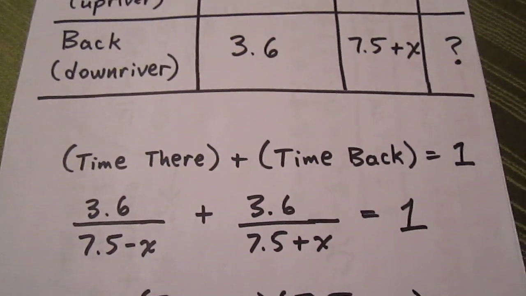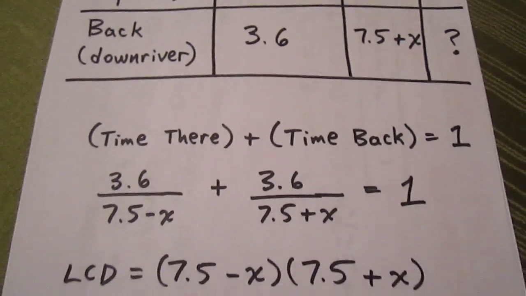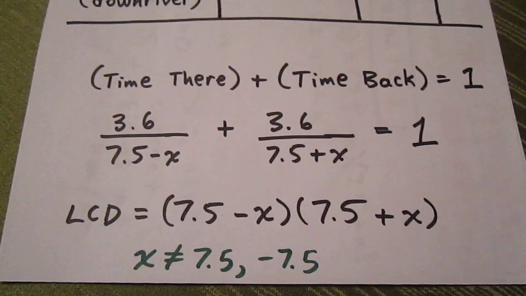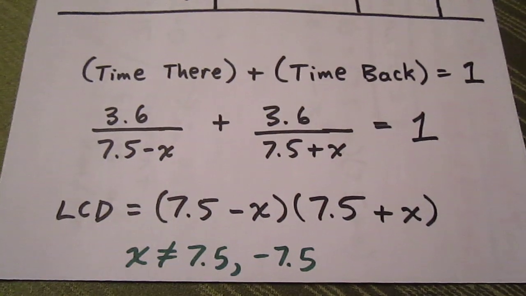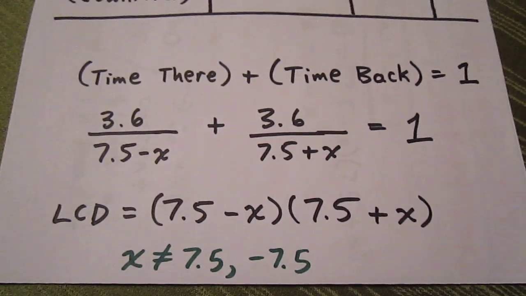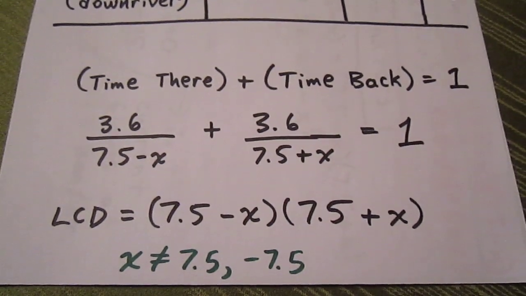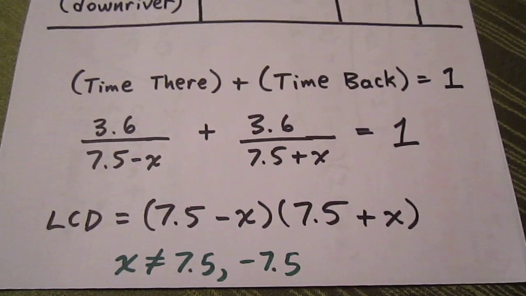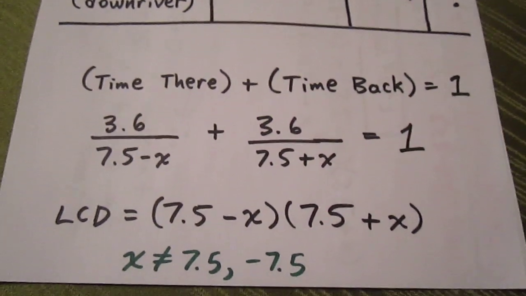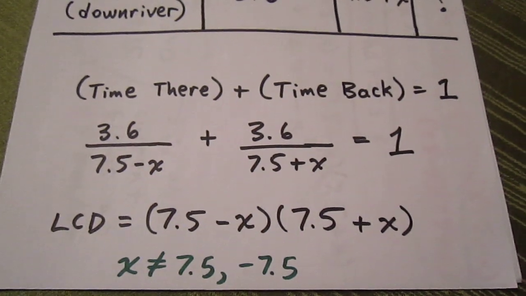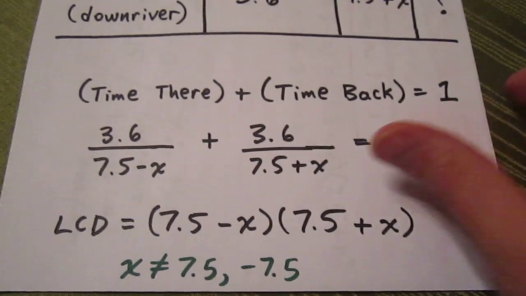Well, now in order to solve this for x, we know by now that we need to get a common denominator. Our lowest common denominator in this case will be 7.5 minus x times 7.5 plus x. And we also have to consider our restrictions. If we get to the end and our answer is x equaling 7.5 or negative 7.5, we'll know immediately that it's wrong because it can't be that time. It's a restriction in our original equation. However, rest assured it won't turn out that way in this particular question.